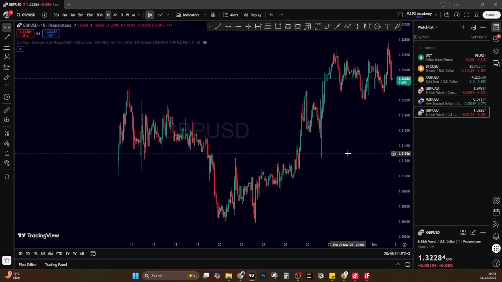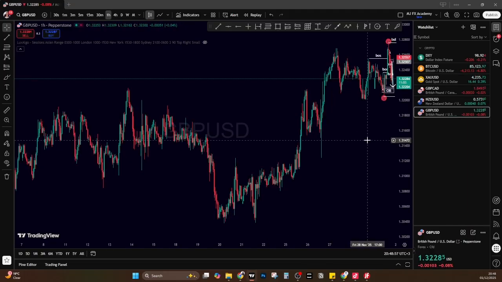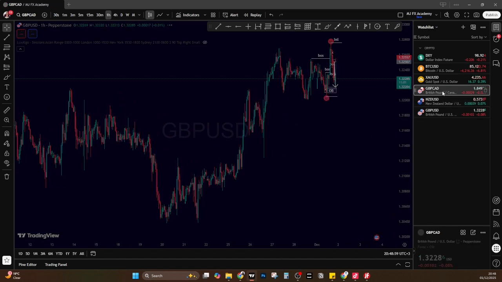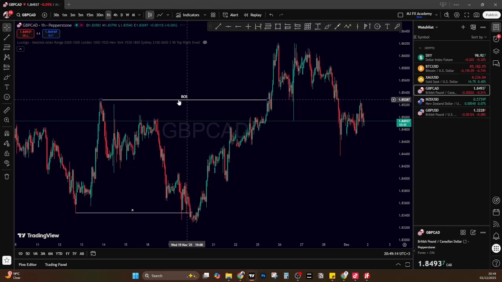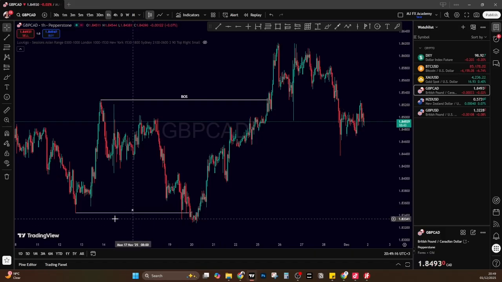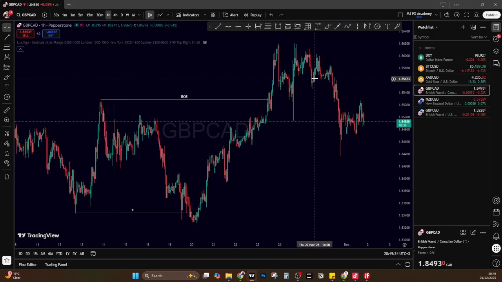Okay, what's happening here? Where are we now? GBP card. Now look at this. The market broke structure and it took out this liquidity. So what does that tell you? That tells you that this high will be taken out. This is the weak high because the market is bullish.